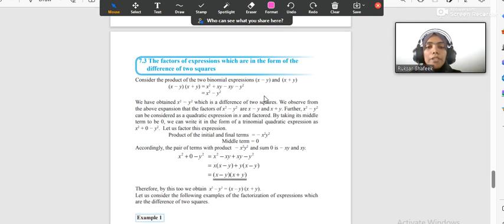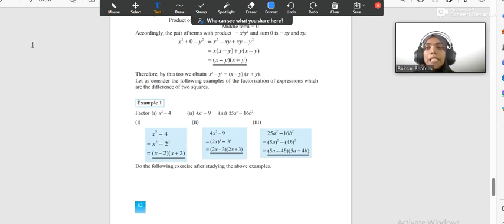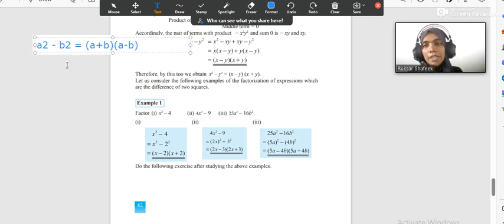So moving to 7.3, which is factors of expressions which are in the form of the difference of two squares. Now once again, what is difference of two squares? When you look at this part, it's if anything is in the form a squared minus b squared. Once again, these are squared, not a2, b2. A squared minus b squared has to be written as a plus b, a minus b. We need to write them down as a plus b and a minus b.